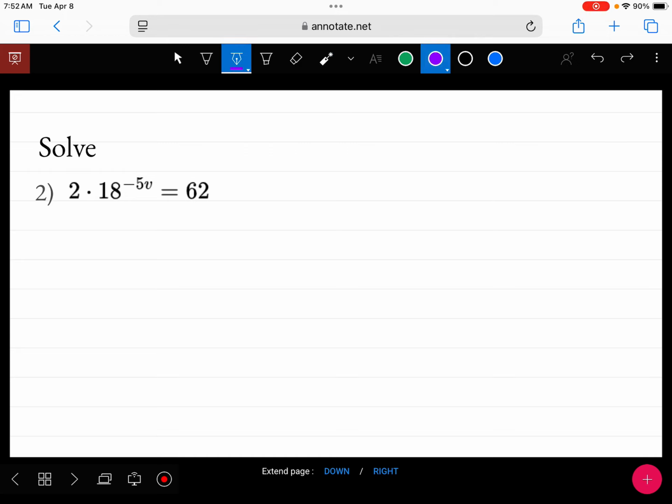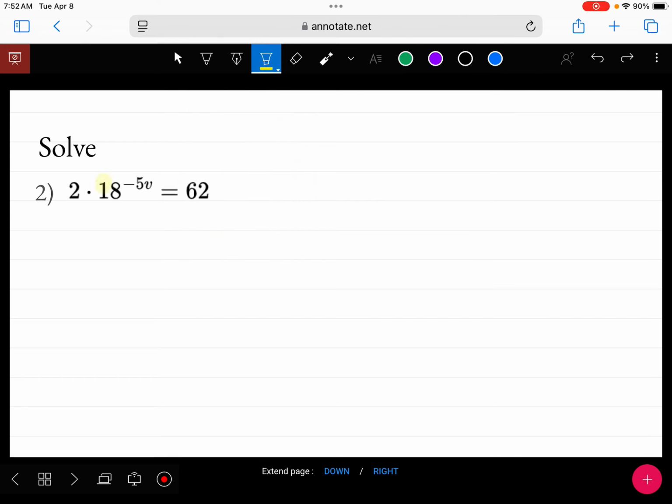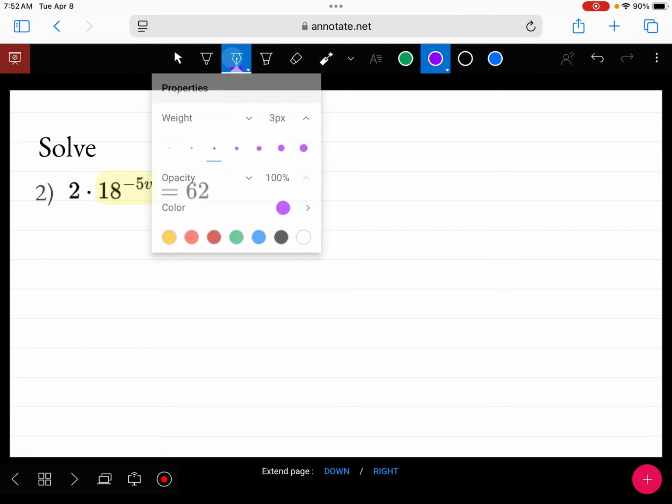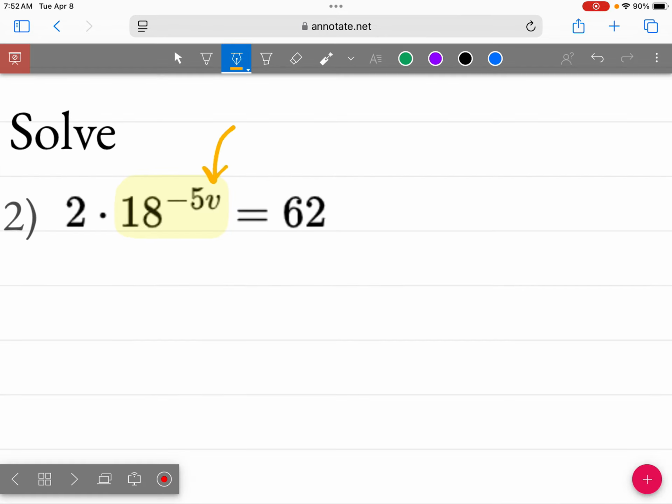On this one, I want to get my piece that has the exponent by itself first. So we're going to take this guy, and I want to get him by itself. That's the piece where my variable is. I'm trying to figure out, in this case, what V is. That is a V. I know it looks kind of U-ish, but it is a V. Math fonts are weird.